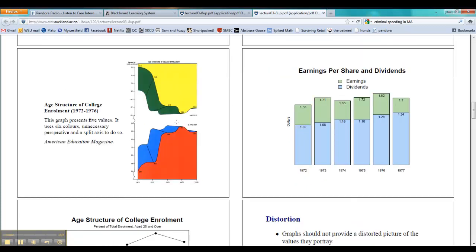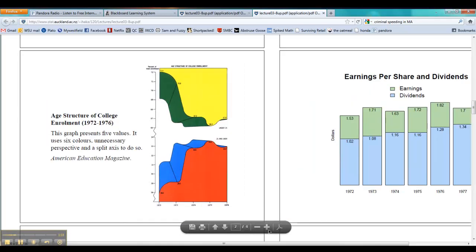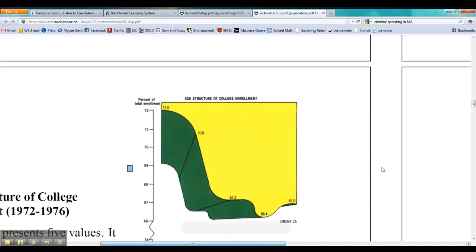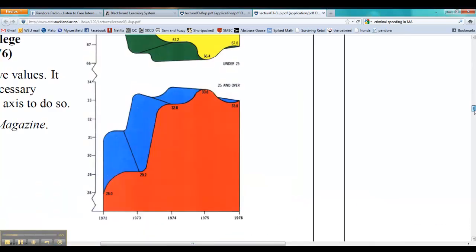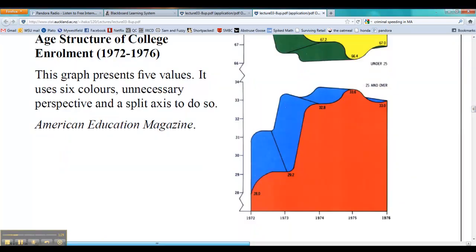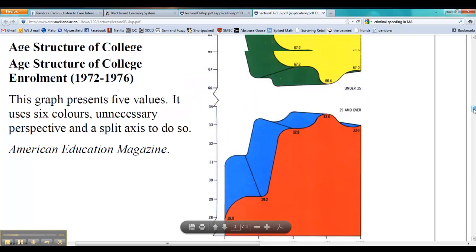This graph, oh dear Lord, what is going on here? Okay, here we have 3D effects. We have a varying scale, which I don't think you can see. Let's try and zoom in on that varying scale. Oh, zoom out. Okay. There's 5 values. Whoa, whoa, whoa. Slow your roll, computer.